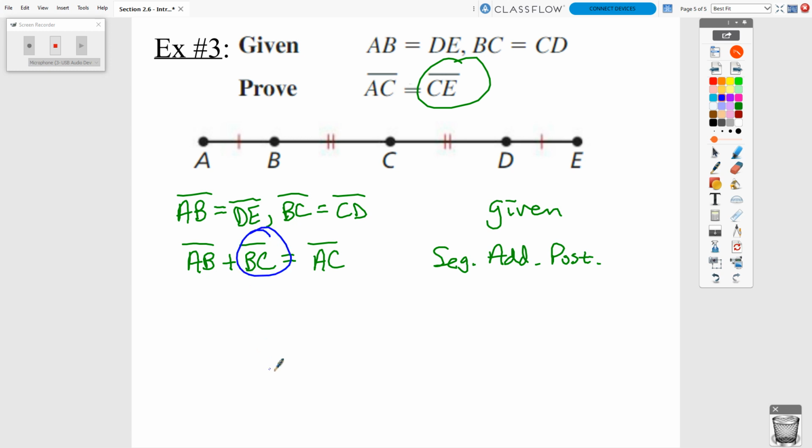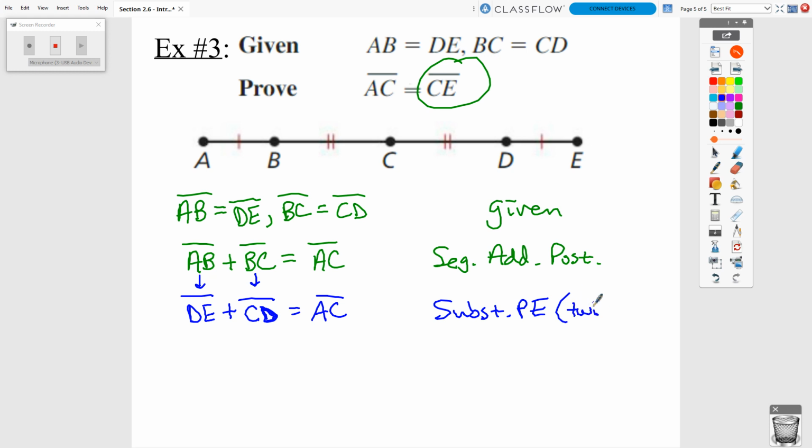Because what else do I know segment BC is equivalent to? BC is equivalent to CD, right? So I'm going to make a swap. I'm going to make a double swap here. So AB I'm going to swap out with DE. And BC I'm going to swap out with CD. And I'm still going to say that's equal to segment AC. So I just used the substitution property of equality technically twice. Do you have to say twice? No, you don't. I could just leave it as substitution property of equality and call it a day with that line.